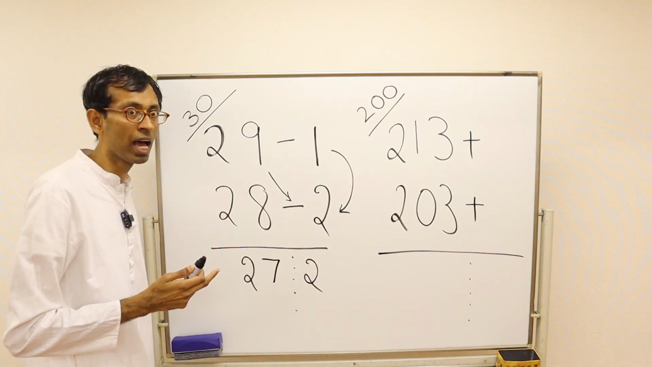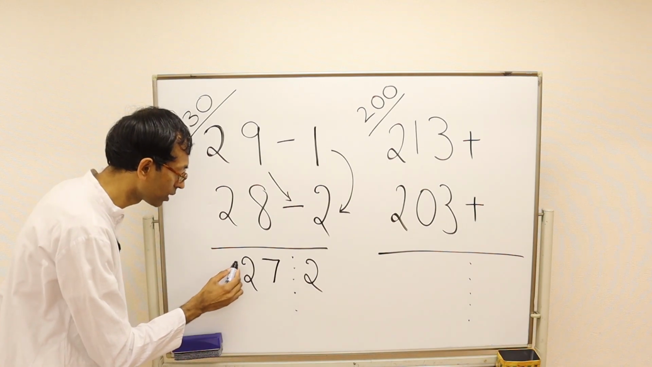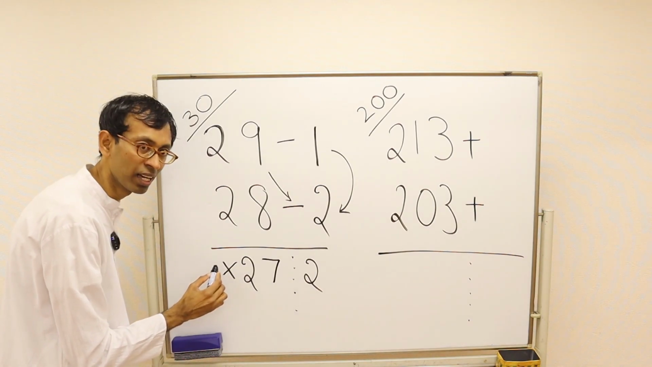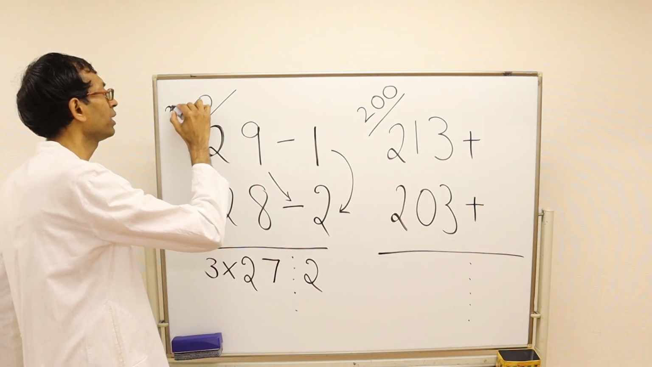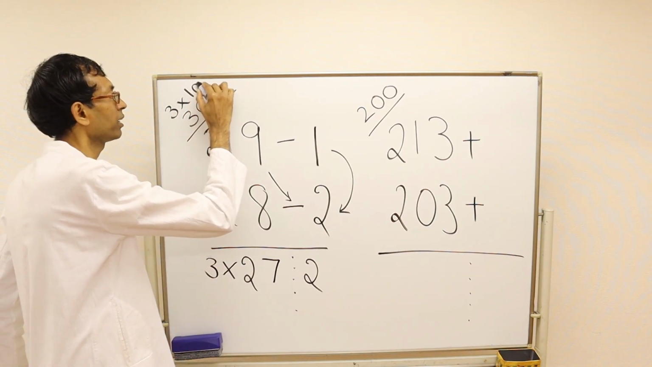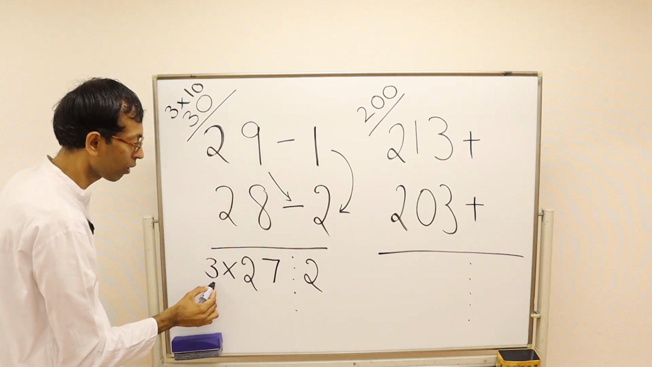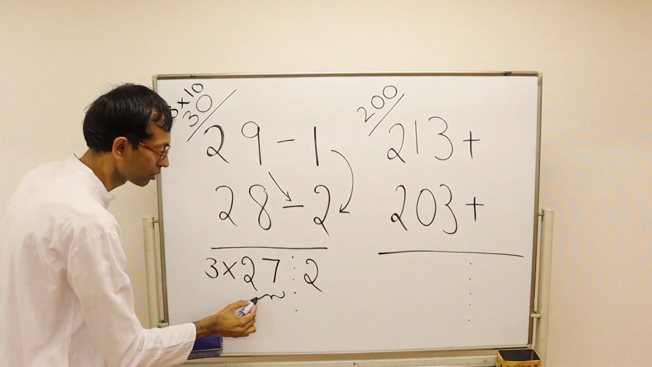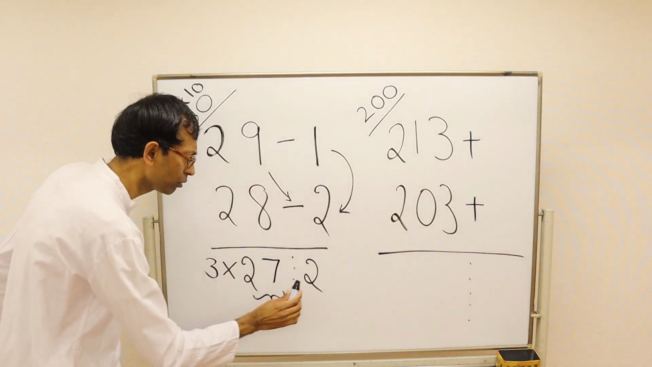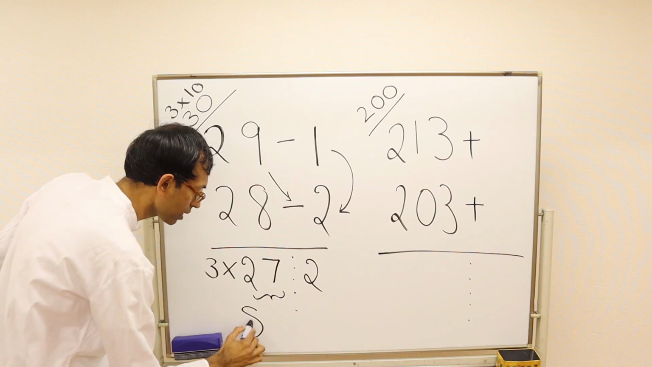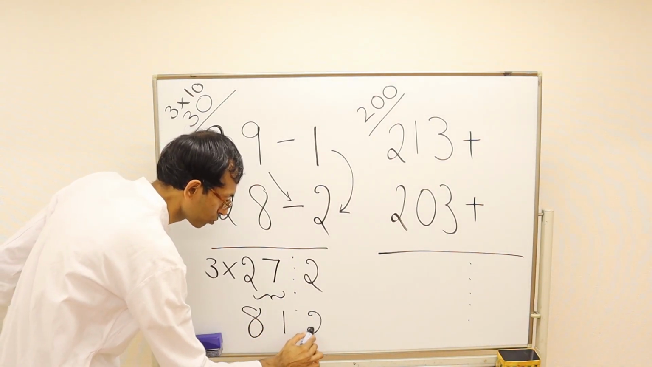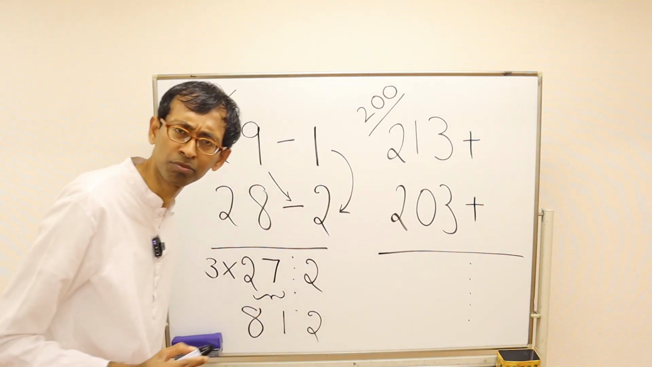We have to multiply this first part by 3 because this 30 is actually 3 times 10. So we have to multiply the first part of the answer by 3 and then we don't touch this part. So this is 81 and there is a 2. So 812 is the answer.